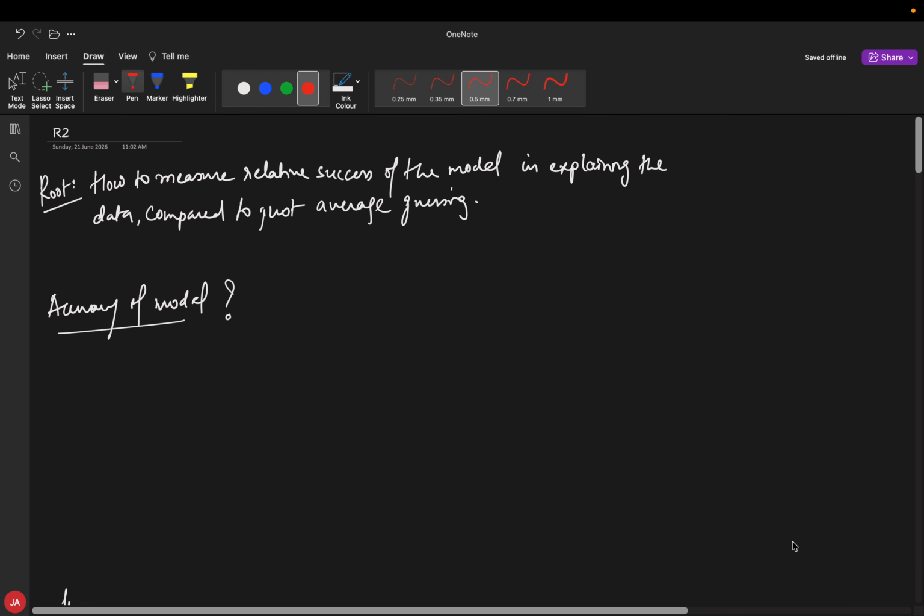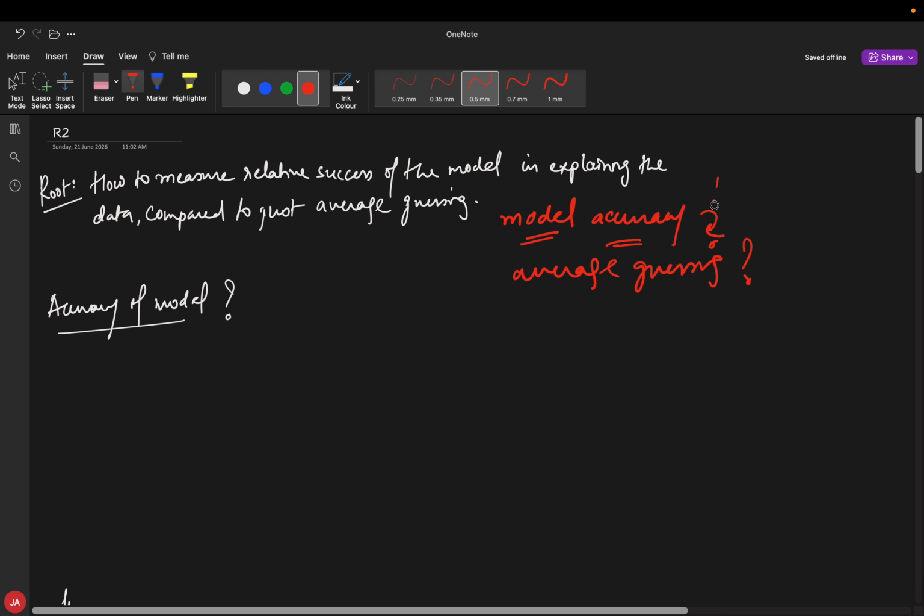Let's say we have built a model of linear regression, but the root cause remains. How do we measure the relative success of the model in explaining the data compared to just average guessing? After that, we have computed the slope and the influence of each factor. How much is the accuracy of the model? We are concerned about this and how it is better than the average guessing.